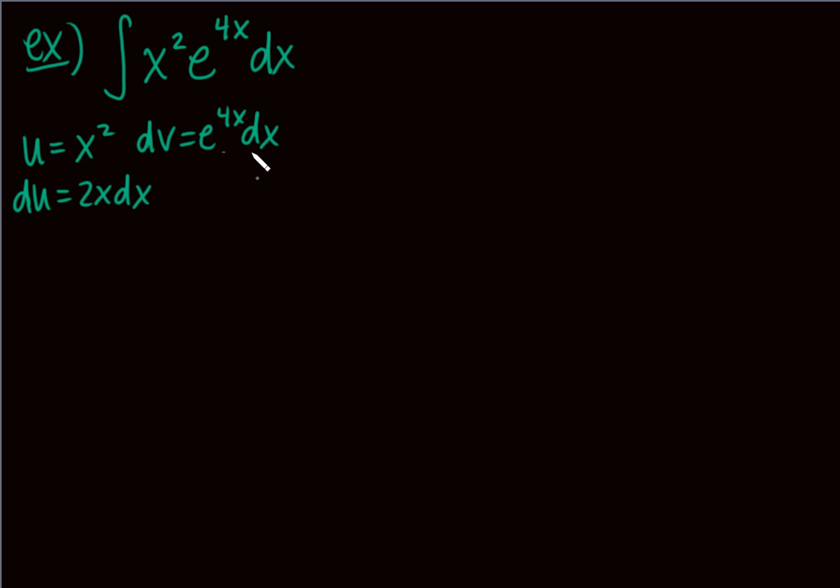I will take off if you guys do not write these dx's. They are very important. Maybe not to you, but to a mathematician. To the math, they are. And then remember the antiderivative of e to the 4x is 1/4 e to the 4x, right? It's that idea again of dividing by the constant.